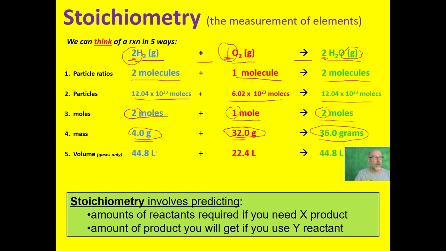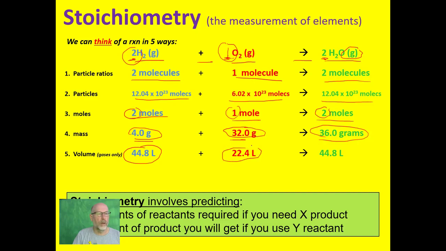Because these are all gases, we could also talk about the liters of the gases. It turns out that 44.8 liters will react perfectly with 22.4 liters of this to make 44.8 liters of this. Now that's interesting too, because you'd expect 44.8 liters plus 22.4 liters to be 67 or something. Well, it ends up being 44.8, and that's because, if you remember, the mole box tells us that 2 moles takes up 44.8 liters. 2 moles over here on the right also takes up 44.8 liters of space.